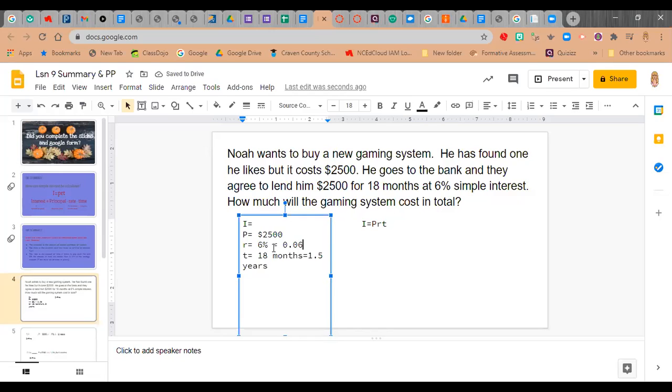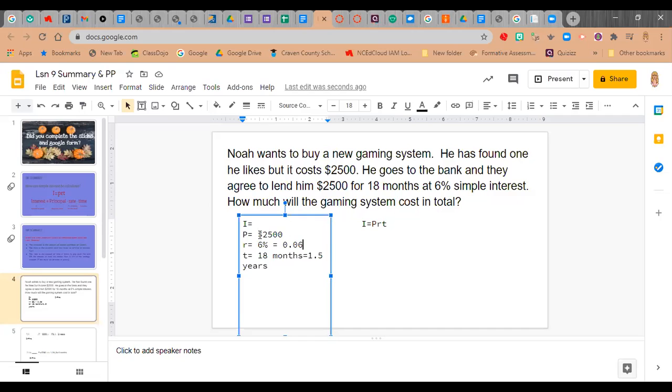Okay, percent is per 100. So because we're going back to the decimal form, we are going to divide it by 100, which is the same thing as moving the decimal point over 2 places. So the decimal is assumed to be after the 6. We're going to move it 2 places to the left, and that's how we get 0.06.